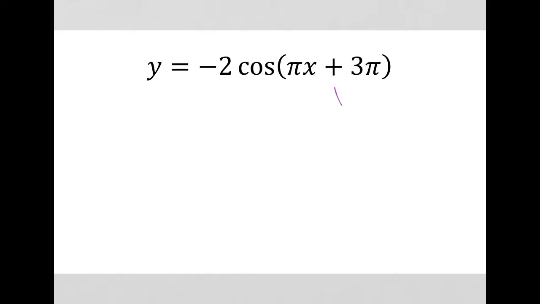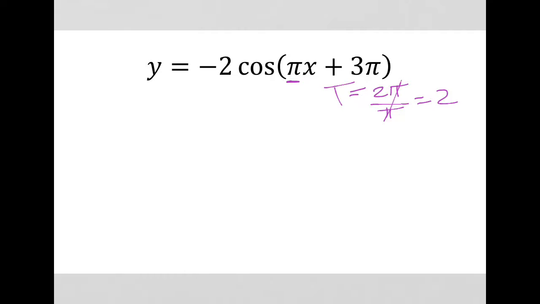So to do that, we denote it with a T, and we take the normal length of a period for a sine and cosine graph, which is 2 pi, and we divide it by that coefficient in front of the x term. So I'm taking 2 pi, dividing it by pi to get 2. So I know it will take 2 units to go one full cycle.